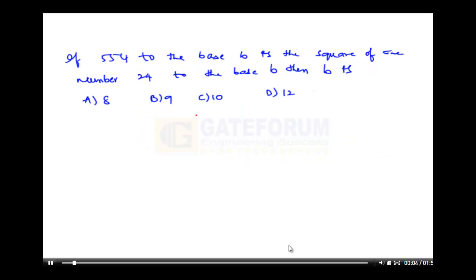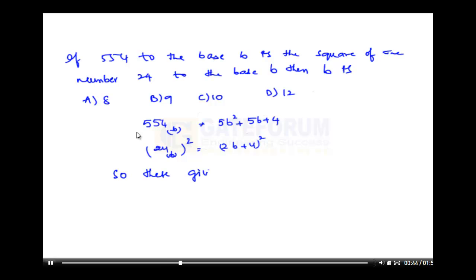54 to the base B is the square of the number 24 to the base B. Then we require the B value here. That is given here, 54 to the base B can be written as 5b square plus 5b plus 4. And another number, this number is equal to the square of 24. So we require 24 to the base B whole square, that is 2 into B plus 4 whole square. So these given are equal. Now we have to equate these.